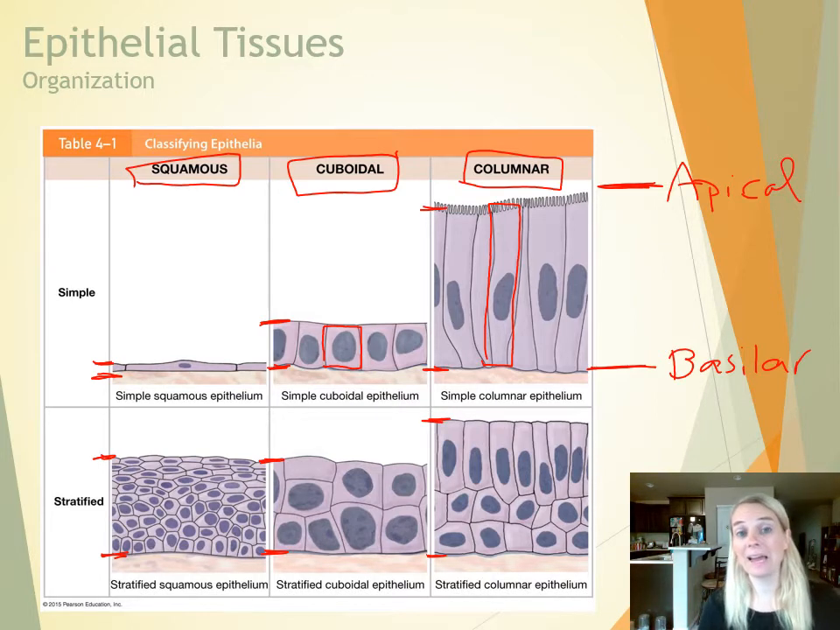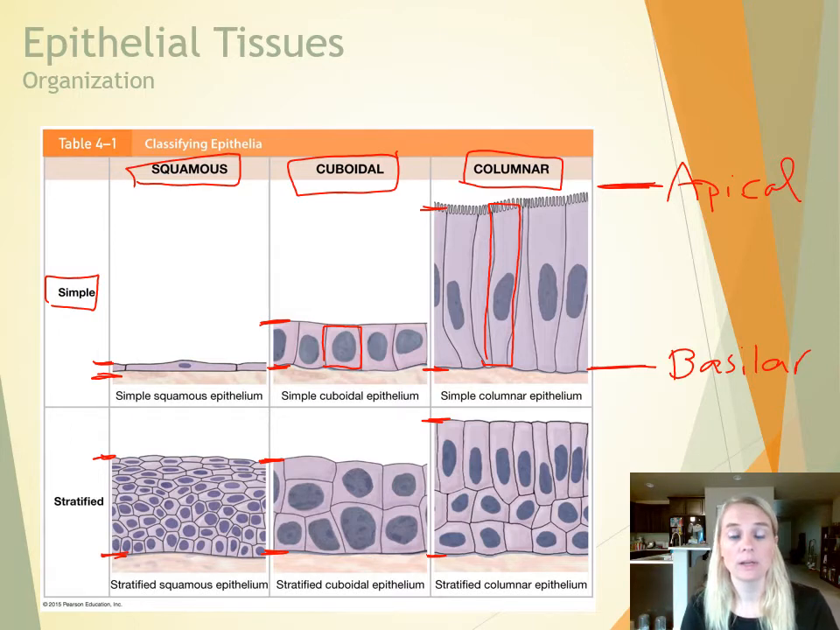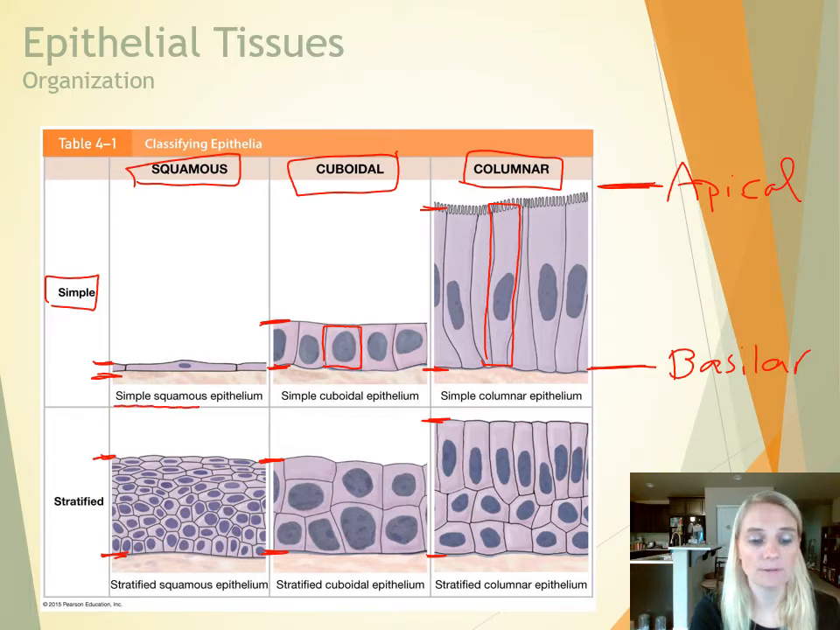And then we can count if there's more than one layer. If there's just one layer between the basilar and apical surface, it's called simple. So for all three of these, squamous, cuboidal, and columnar, there's just one layer. Whenever there's one layer, we just call it simple, and then whatever the shape is. So if it's one layer of flattened cells, it's called simple squamous. If it's one layer of cuboidal cells, simple cuboidal.